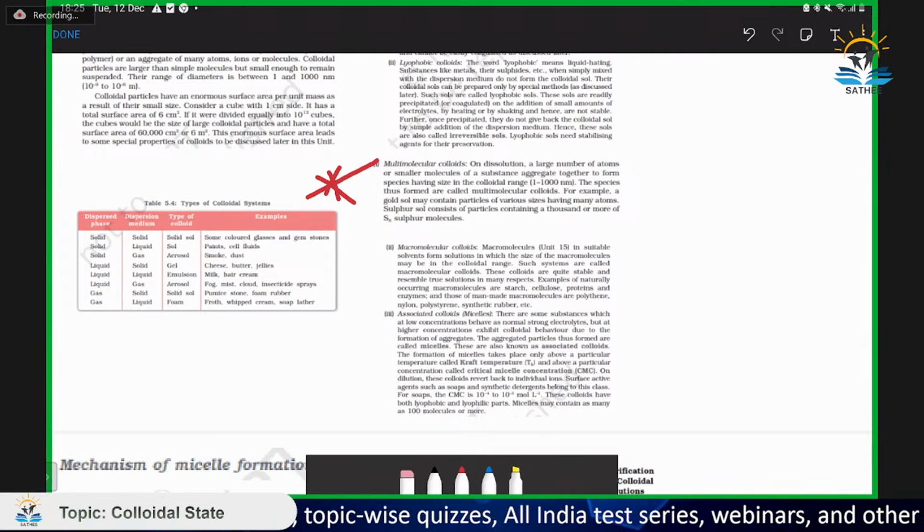Yeah, so that's the thing. If the concentration increases, you can have a multimolecular colloid. Otherwise, you would just have a strong electrolyte.